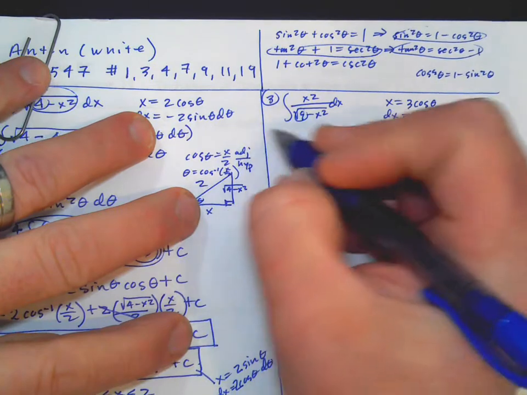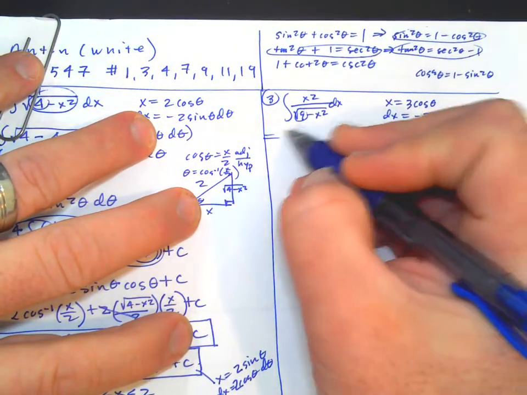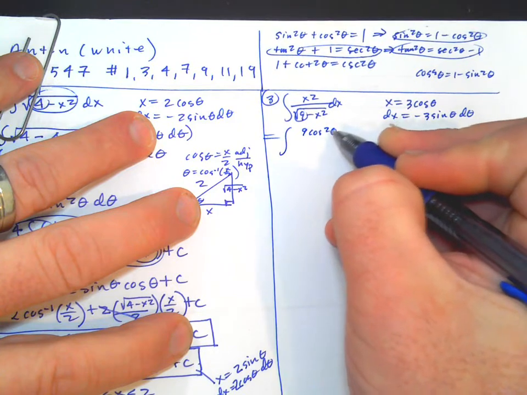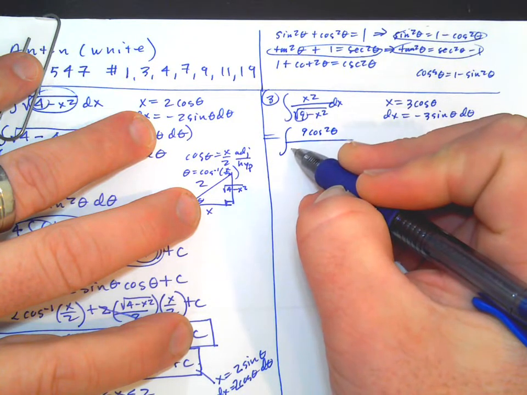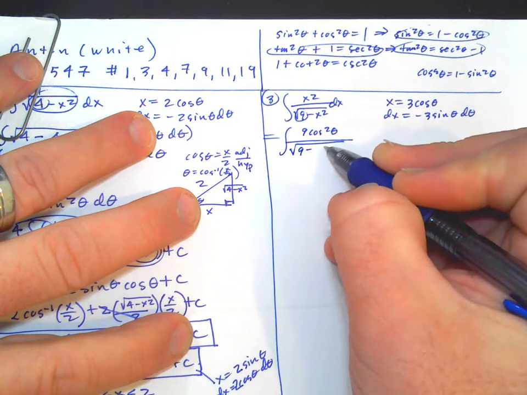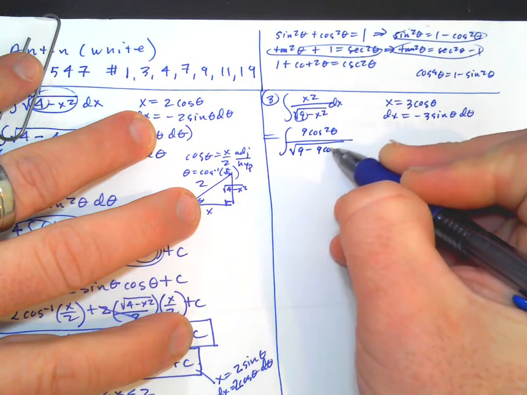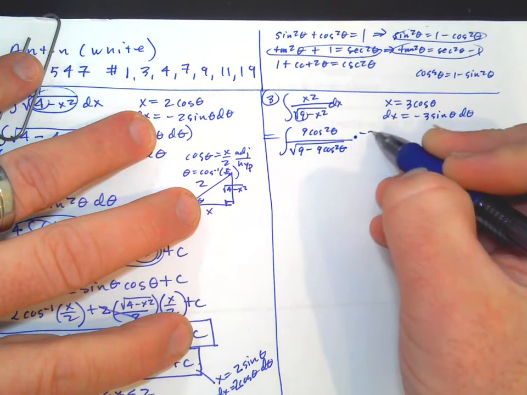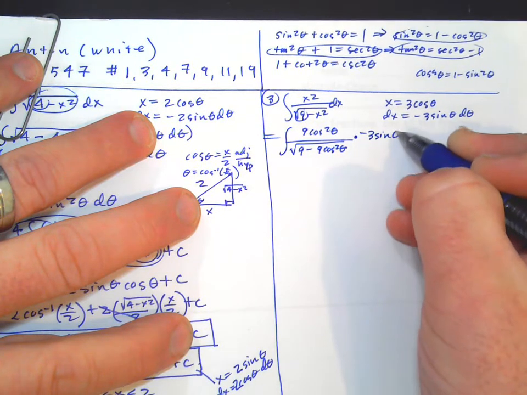So I'm going to rewrite this. The x squared on the top is going to be 9 cosine squared theta. On the bottom, we're going to have the square root of 9 minus 9 cosine squared theta. And then dx gets replaced with -3 sine theta d theta.